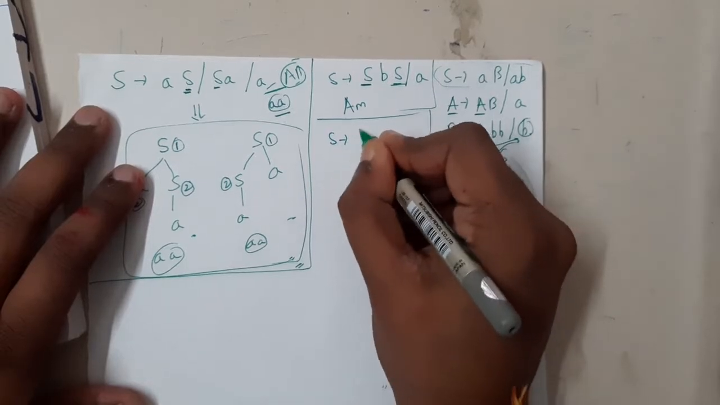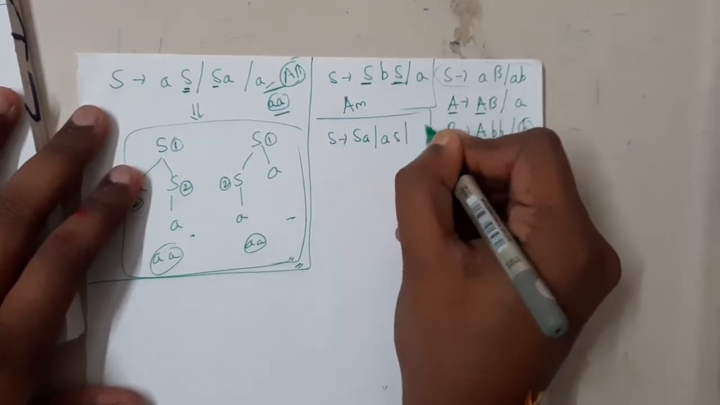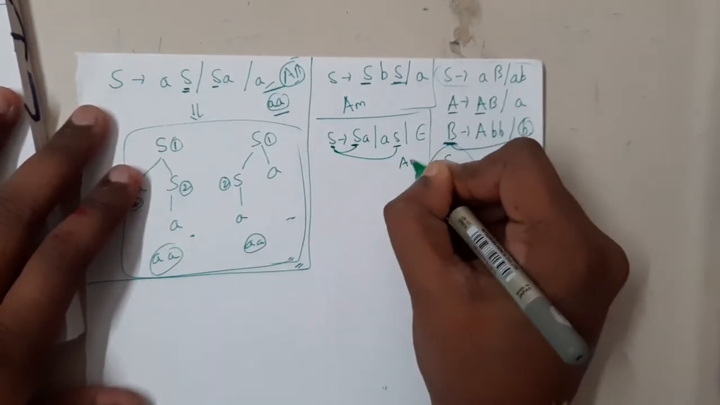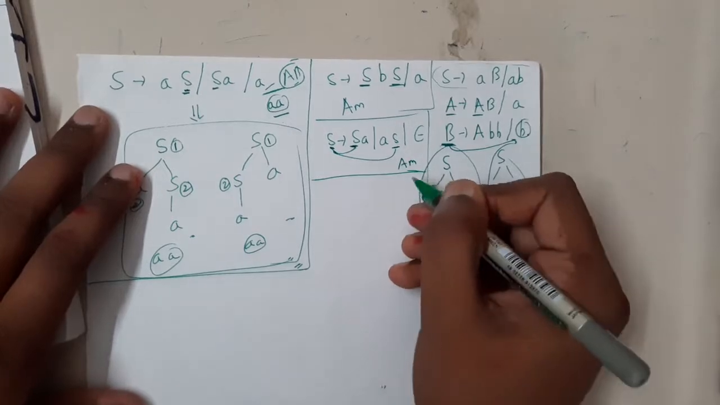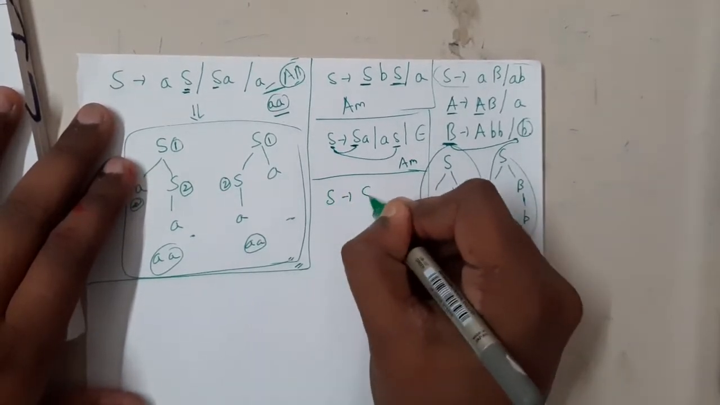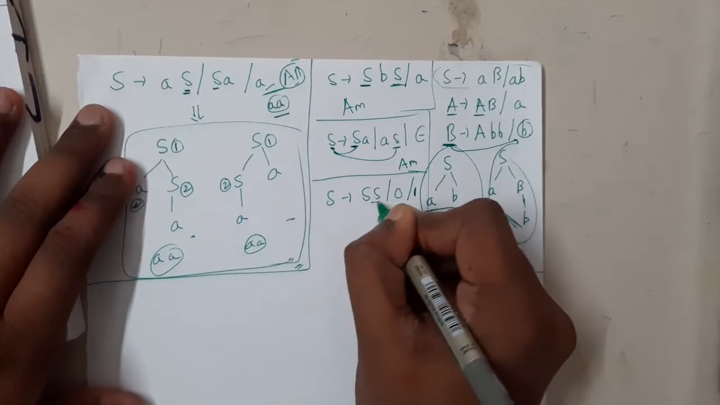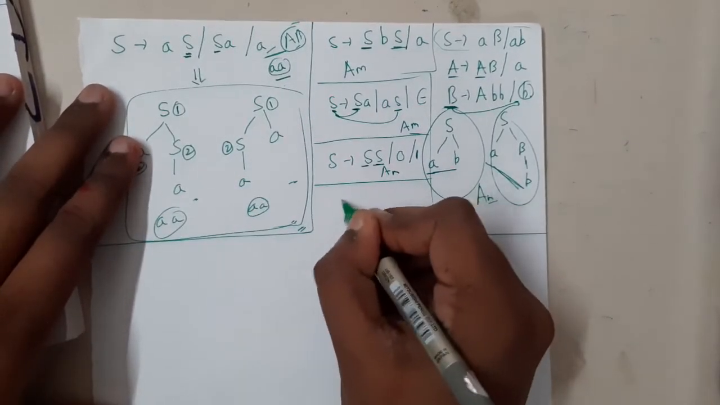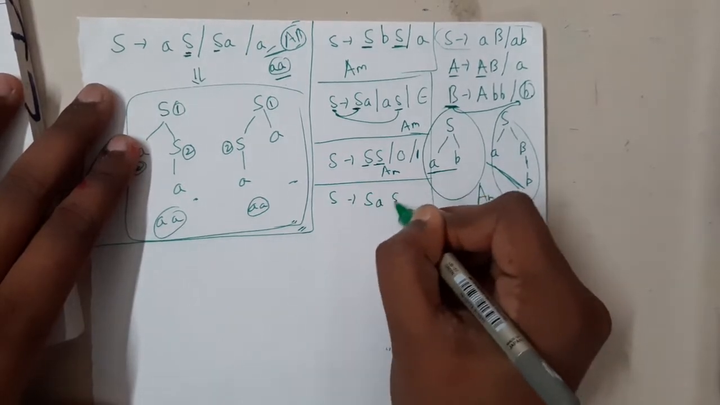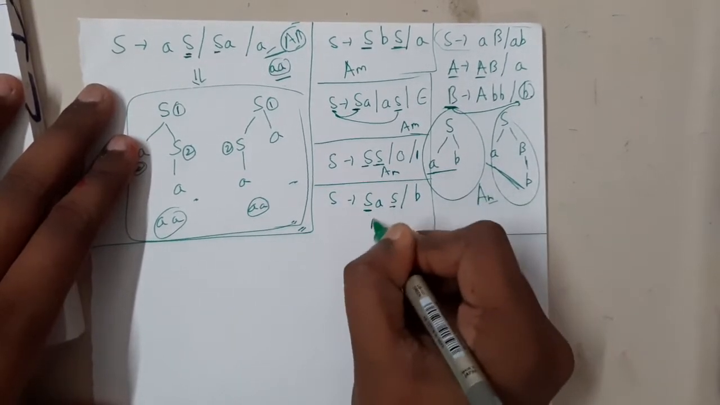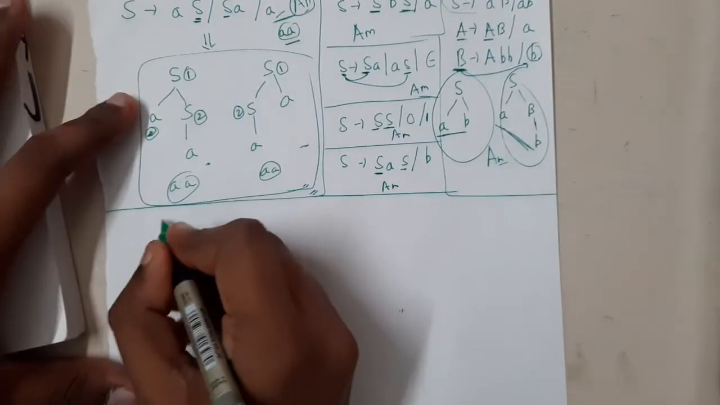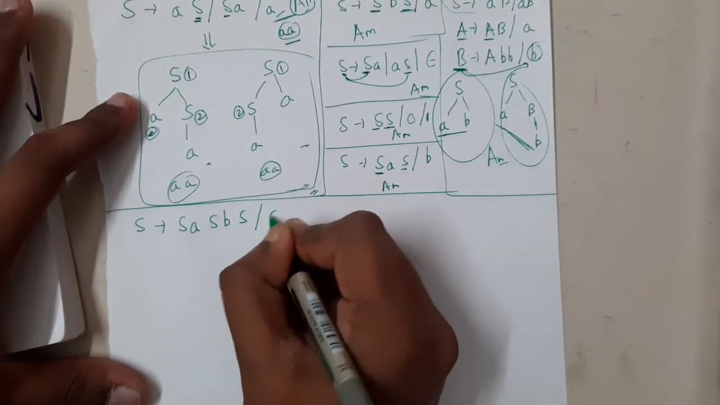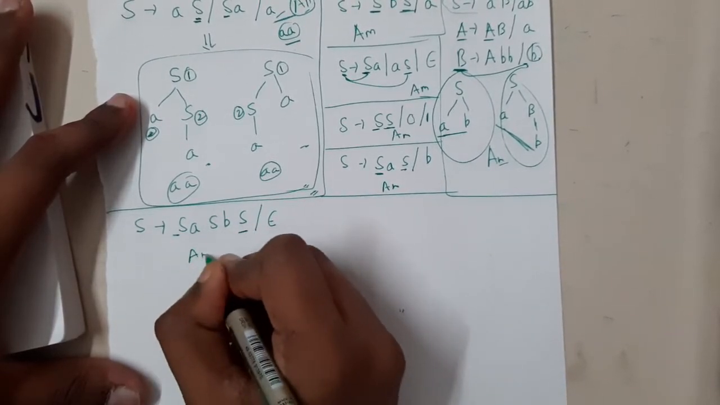That is S implies S A or A S or epsilon. See here, this is a left recursion and this is a right recursion. Hence ambiguous. I am writing AM for ambiguous, guys. Okay. Moving on. S implies S S or 0 or 1. So again left and right recursion. Ambiguous. Moving on. S implies S A S or B. Again left recursion, right recursion. Ambiguous. Moving on. S implies S A S B S or epsilon. So again left, right recursion. Ambiguous.